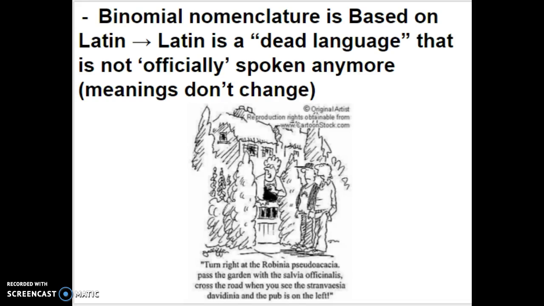Binomial nomenclature is based on the Latin language, as is most science. Latin is what we call a dead language. It's not really officially spoken anymore, except for perhaps the Vatican. So the meanings of Latin words don't change over time.